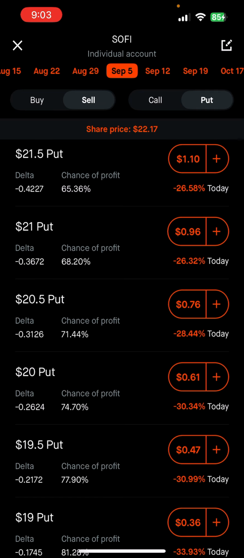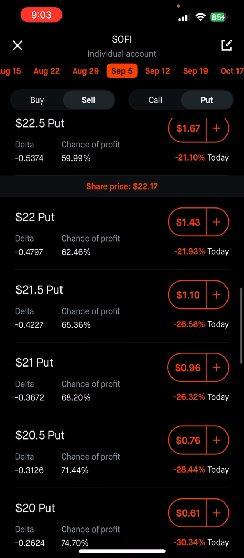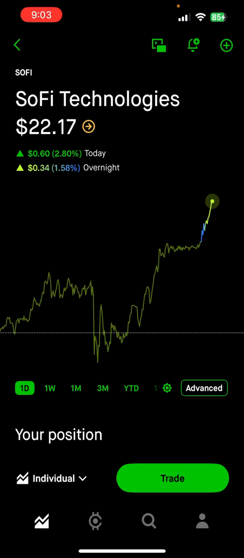So I like to choose anywhere from 0.15 to 0.25 delta. That's kind of my sweet spot of risk and also premium. The lower risk ones, you do get lower premium, whereas the higher deltas are more juice, but a higher chance of it going against you or finishing in the money.